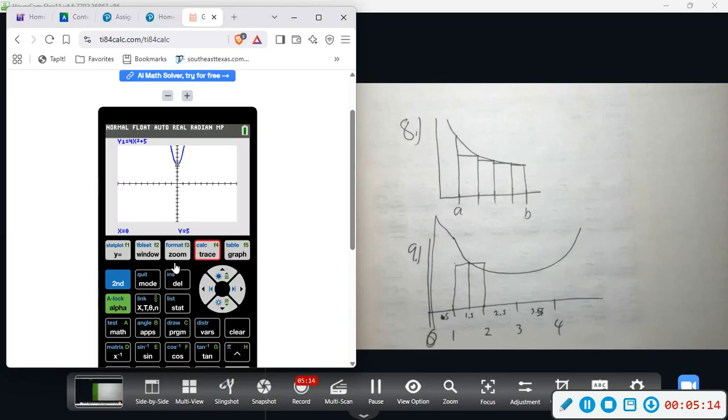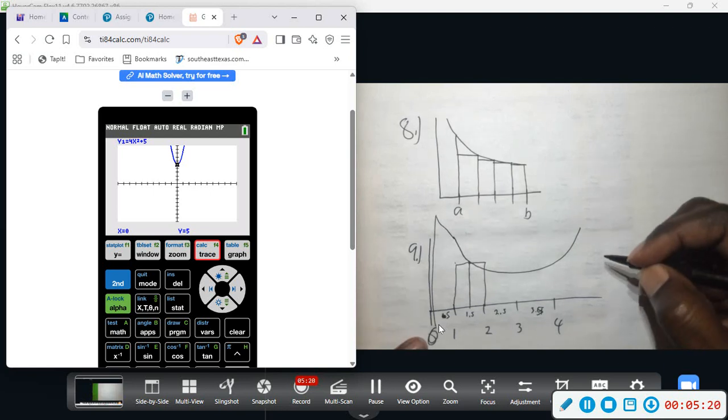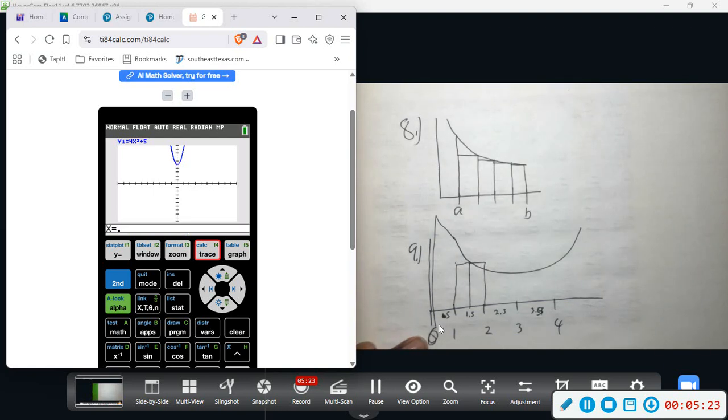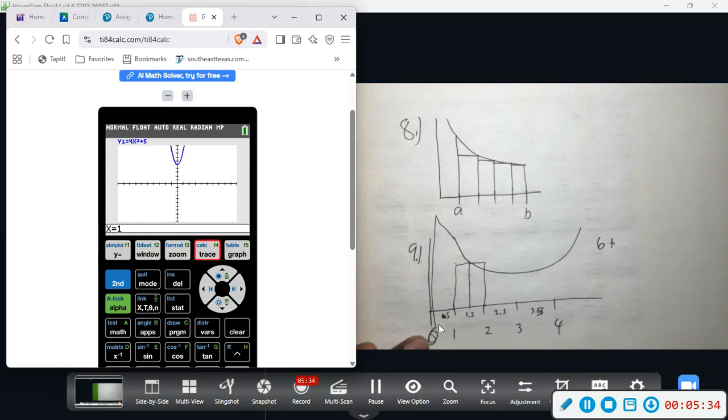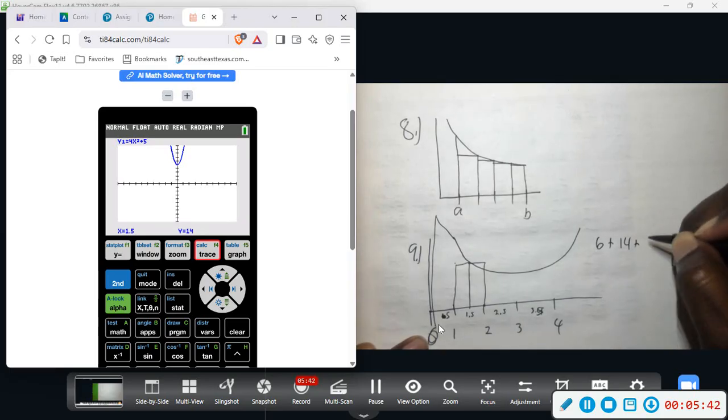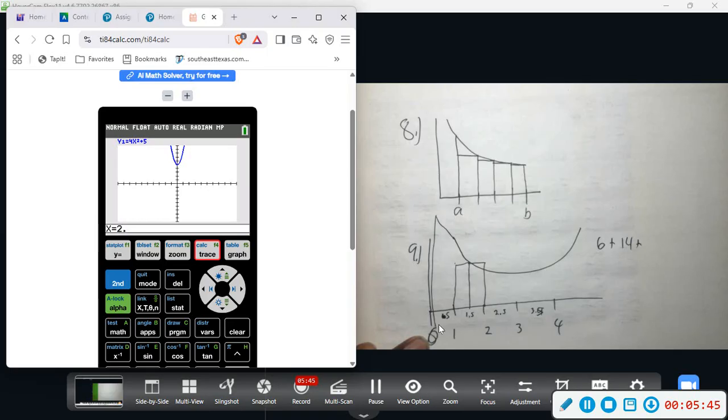I'm going to trace. This allows me to input values. And then I'm going to start inputting these midpoints, the values that we want to find. And so I want to add up, I'm going to do 0.5. And 0.5 gives me a y value of 6. So for our midpoint, we have 6 plus, and if I do 1.5, gives me a height of 14. And then 2.5 gives me a height of 30. And then 3.5.